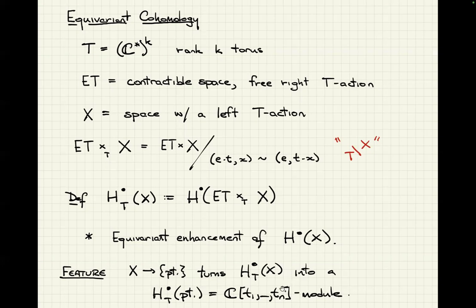And here we have our first typo. This should be a polynomial ring of rank K, the same rank as the torus, not N. Sorry about that.